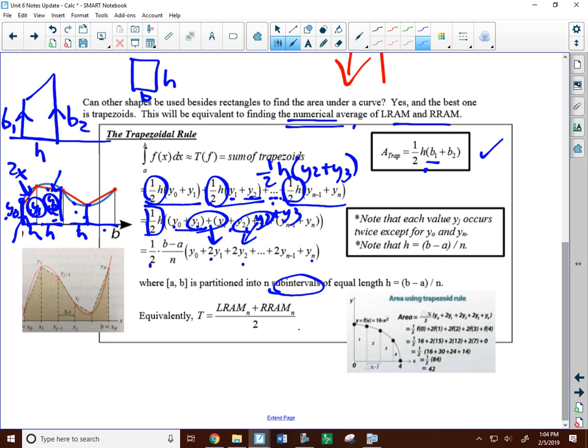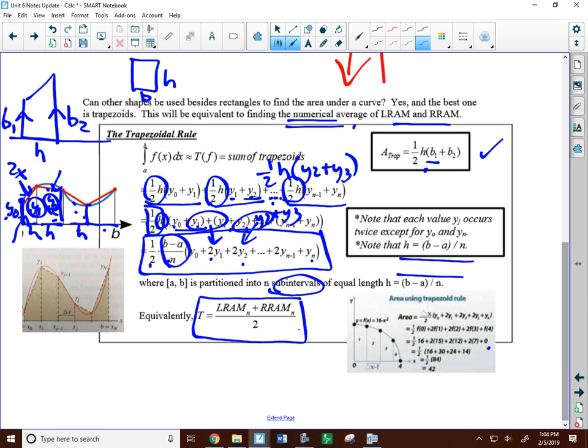The 1/2 comes down, and the height, if you remember from yesterday, is how we found the base of the rectangles, which is now the height of the trapezoids: b minus a over n. If you don't like that b minus a over n, it's just the height. The height is b minus a over n. Here's a little example, and this is actually equivalent to left plus right divided by 2, that average. We're doing that on the next page where we work it out. Any initial inquiries? Questions?